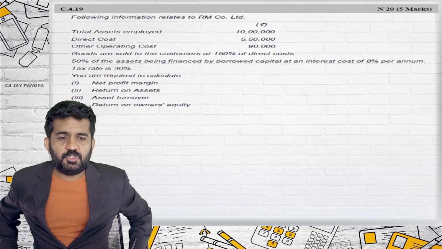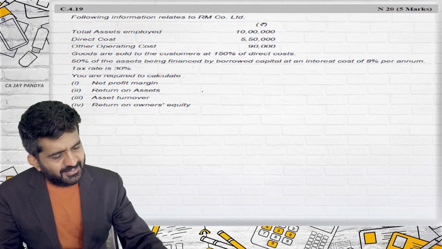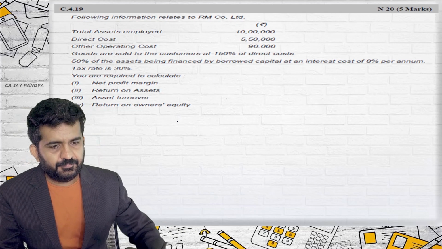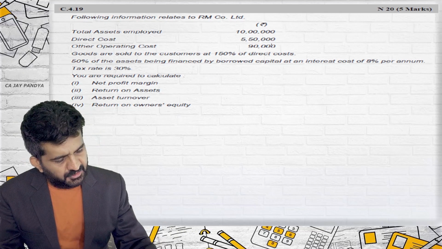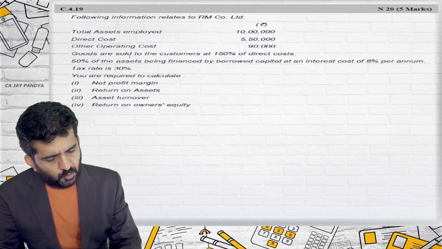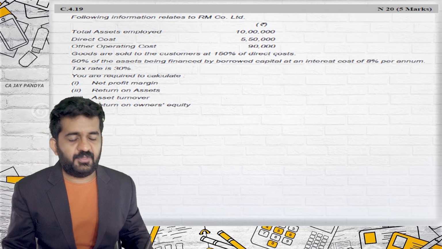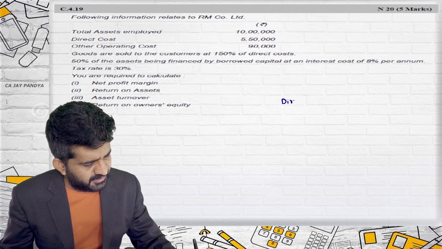We can directly go to question number 4.19. Total asset employed is 10 lakhs. Direct cost is 5,50,000. Other operating cost is 90,000. Goods are sold to customer as 150% of direct cost. So what is direct cost?